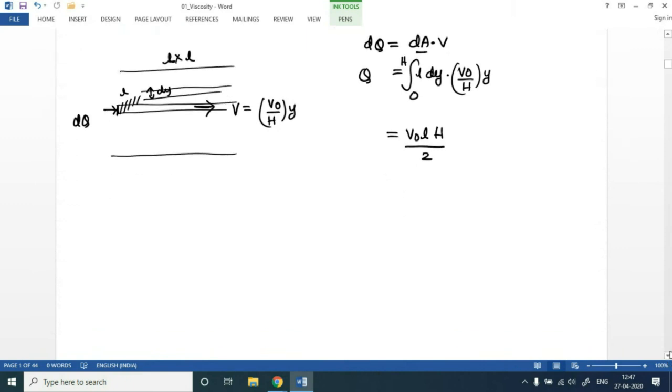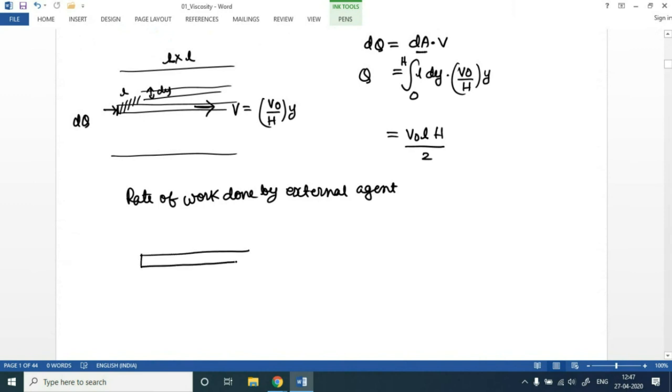Now, the third or the next thing we want to find out here is the rate of work done by the external agent. So the external agent, let's say this is the upper plate, and this is moving with velocity v naught. And we are applying force externally on it, that is F external. So what would be the power delivered or rate of work done by the external agent? P external, you can see, is going to be simply F external dot V.